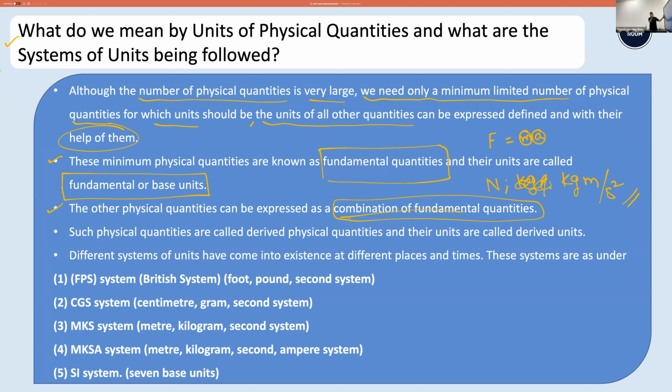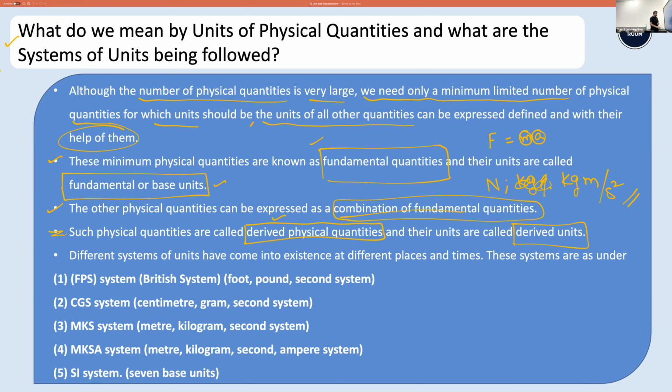Secondly, for example, force is expressed as mass into acceleration, right? Acceleration is basically not a fundamental quantity. When it is expressed as a combination of fundamental quantities, it is called a derived physical quantity, and their units are called derived units. So when you classify units into two sectors, depending on whether they are base or derived, what are they? The first is fundamental or base quantities. The second is derived quantities. The corresponding units are fundamental or base units and derived units. This is the biggest classification. So I hope you understood the four terms: fundamental quantities, fundamental units, derived quantities, and derived units.